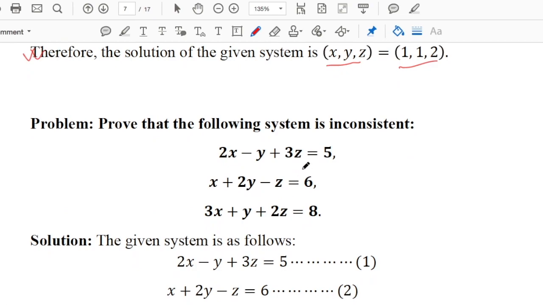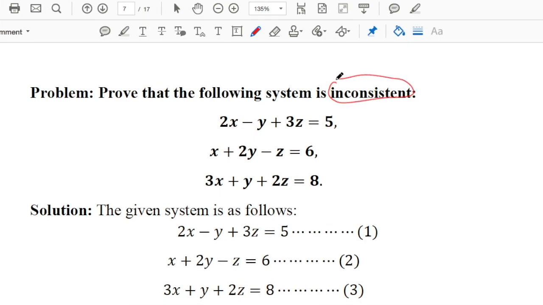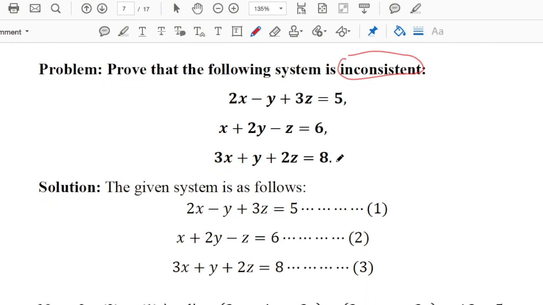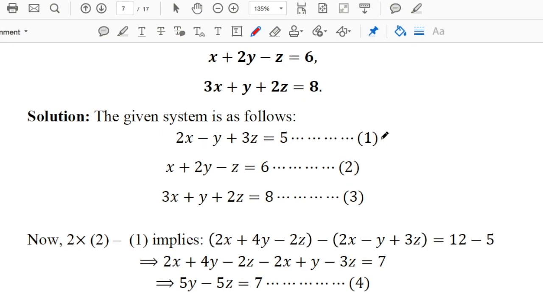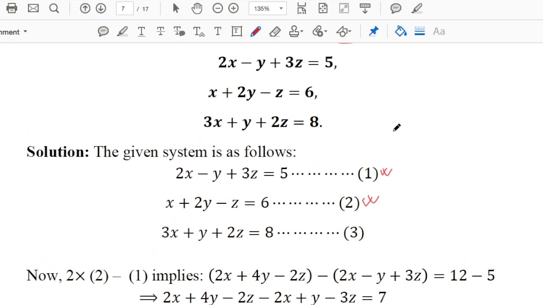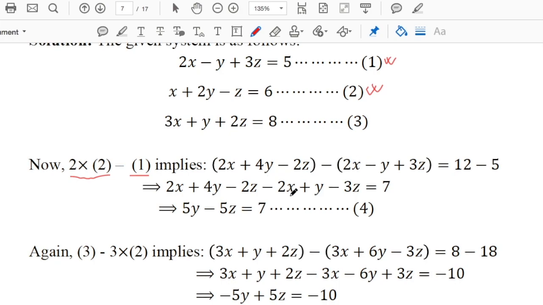Now let us solve another system for the no solution case, and in this case the system is said to be inconsistent. The procedure is exactly the same as before. First you need to multiply equation 2 by 2 and then subtract equation 1. That gives us 5y minus z equal to 7.